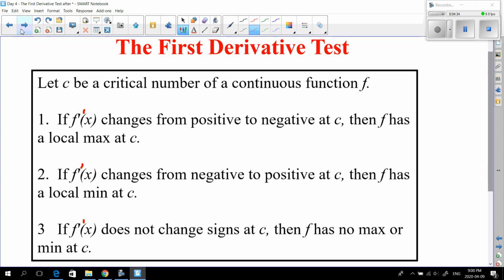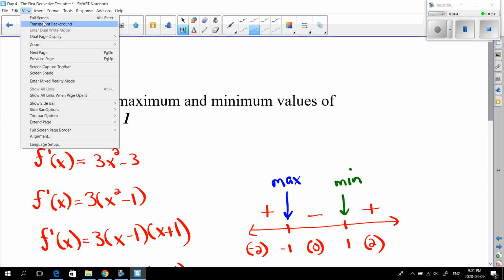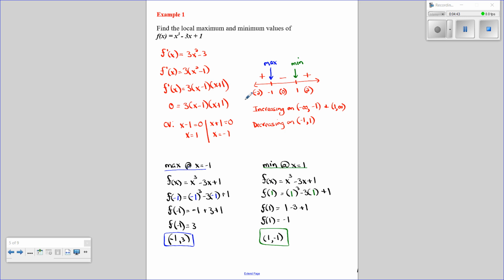All right, so let's just go through an example. I'm going to show you example 1, which is completed. I'll pause it here, and then we'll work through example 2 together. This will just give you a couple of extra things to look at. Okay, so if you want to go through that, you can see that this curve, x cubed minus 3x plus 1, is a cubic function.